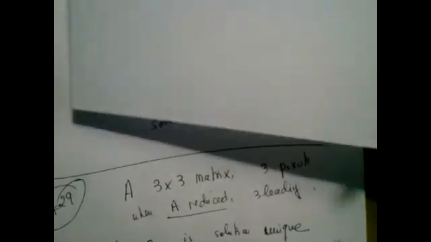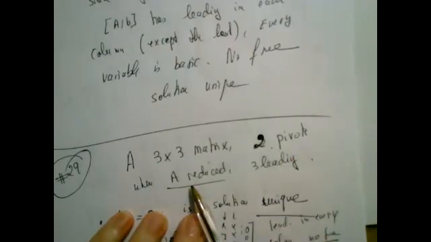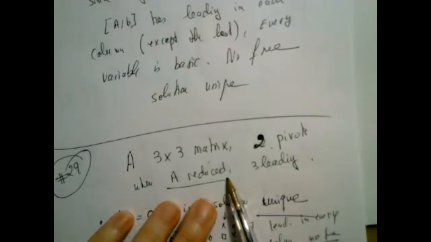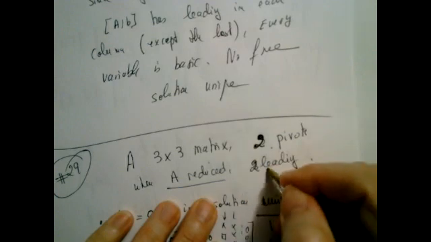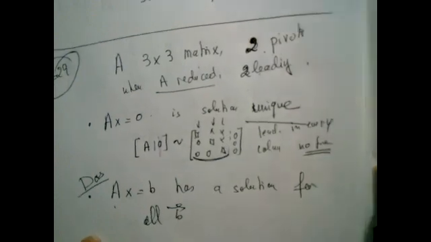Before I proceed, because we have a lot to talk about today, let us say I make up the scenario where I'm allowing only 2 pivots. It means I have a 3 by 3, but when A is reduced, I have 2 leading. Intuitively, will the system have a solution for all B? You think?